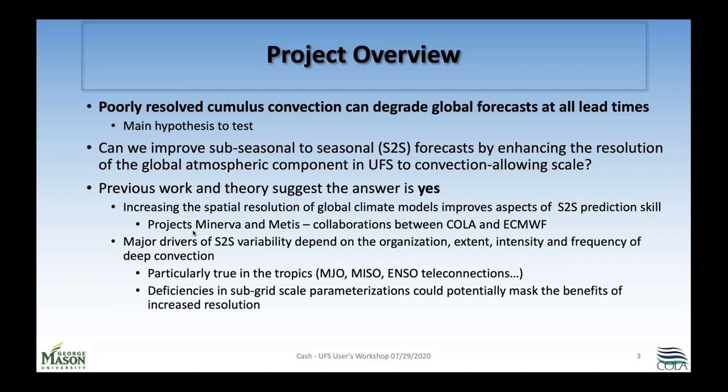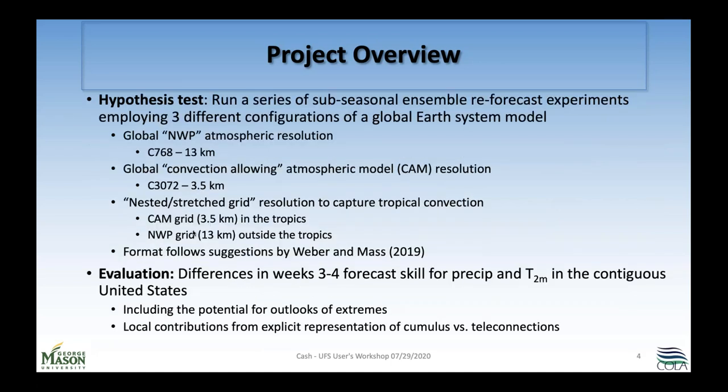So we're interested in seeing what happens as we increase resolution. In order to test this hypothesis, we plan to run a series of subseasonal ensemble reforecast experiments using three different configurations of a global Earth system model, namely the UFS coupled system that we just heard about. One of them is global NWP, so going up to the 768 in the atmosphere or 13 kilometers, then testing the 3072, the 3.5 kilometers globally. And finally, a nested or stretched grid set of experiments just focused on tropical convection. So using the convection allowing in the tropics and NWP outside of the tropics. And the format of these experiments follows suggestions made by Weber and Mass in 2019.